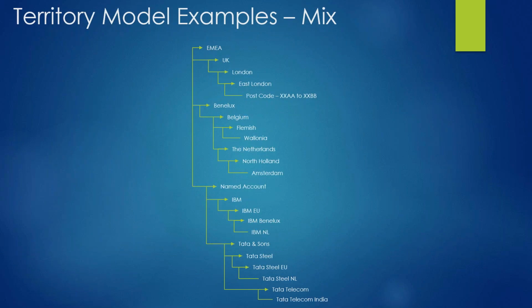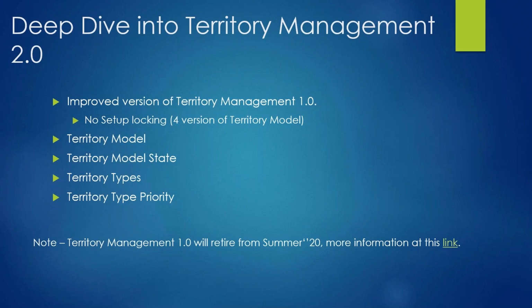So one model is active, and the same model in a different state, with a different level of territories, can be a second one that is in planning mode. It means that I'm still planning. So I can have four territory models. One can be active and the other three can be in planning or archived state. That is where territory model state comes into the picture. This defines the state of my territory model in the system. So we can have four versions of the territory model. In the initial version, we could add only one. This is coming in Territory Management 2.0.